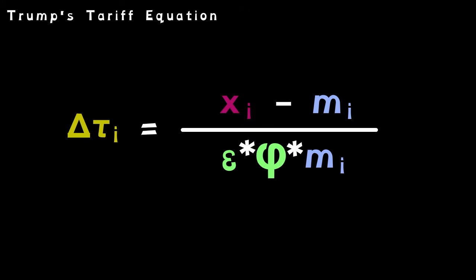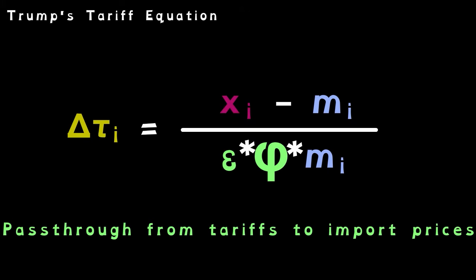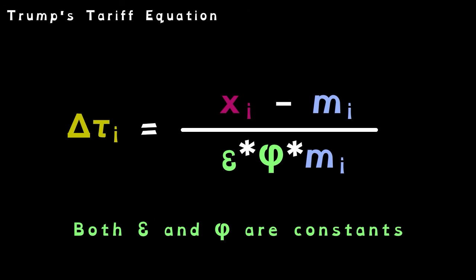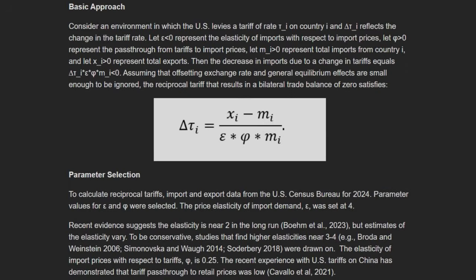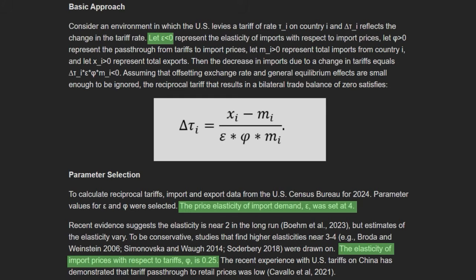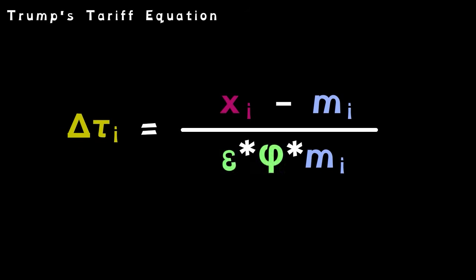You also have phi, which is the pass-through from tariffs to import prices. But note that these are essentially constants, which showcase how responsive people are to these tariffs and how much the price actually changes. Directly from the US government website, they set epsilon equal to 4, which funnily enough contradicts the statement earlier about epsilon being negative, and they set phi equal to 1/4. So in this equation they cancel out, leaving just the trade deficit divided by the imports for a specific country.